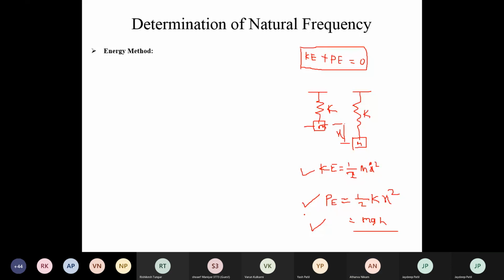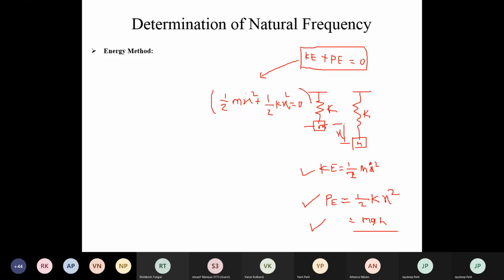I have to put this into the energy equation. What will come here? 1/2 m x dot square plus 1/2 kx square is equal to 0. Okay. Now I have to differentiate this equation.